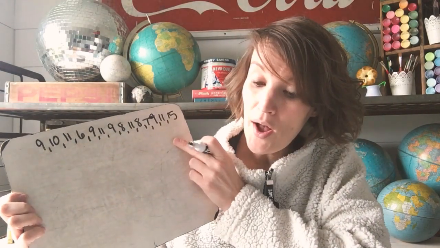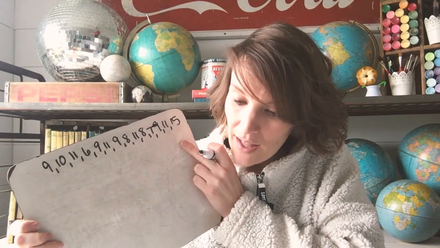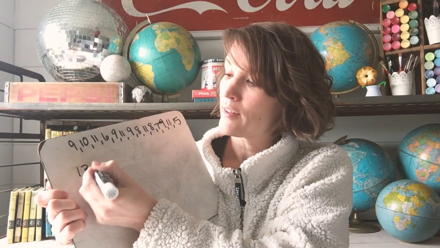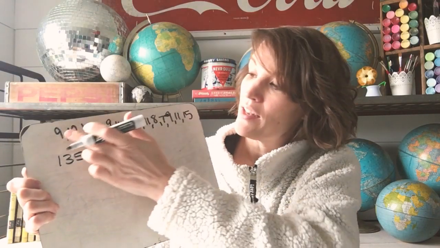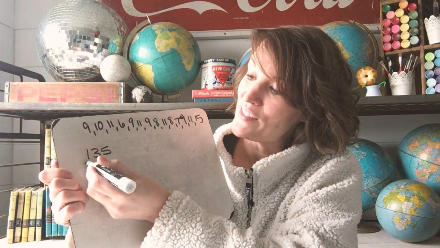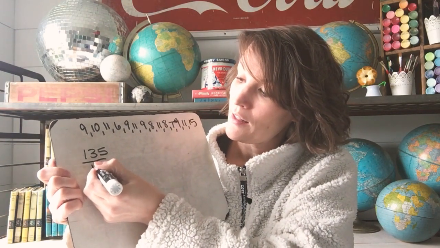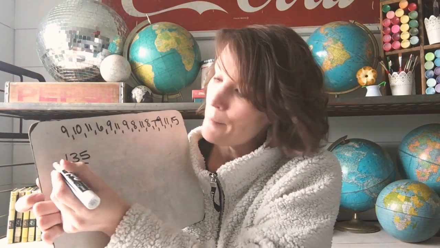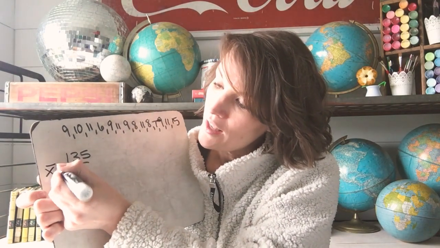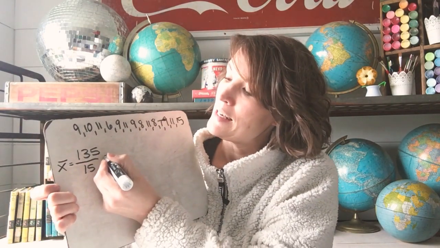So I go through, and to find the mean, I add up all these numbers. And when I add them all up, I find out that it's 135. Okay? And the number of numbers that I have is 15. So the mean, which I represent by an X with a bar over it, the mean is 9 in this case. So step one, done.